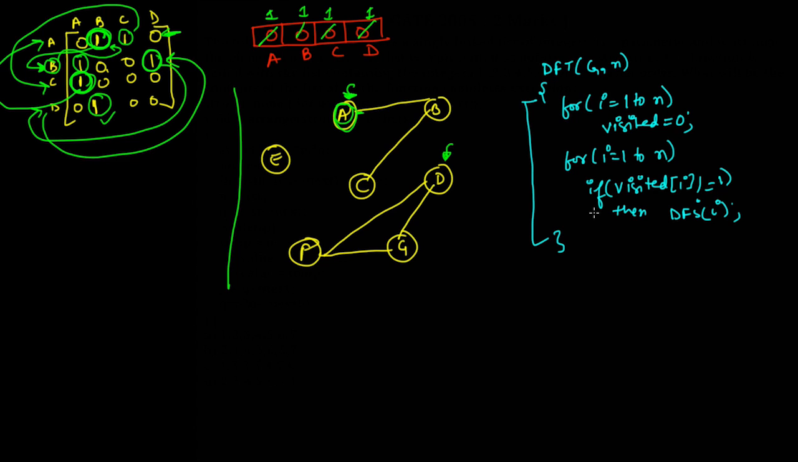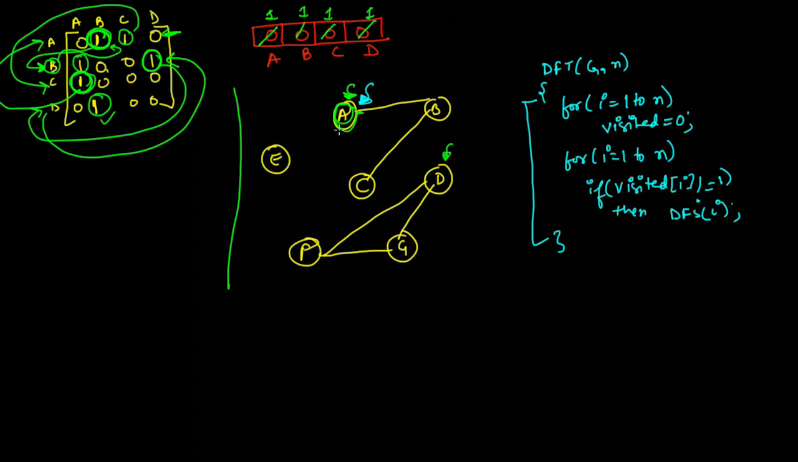Now try to apply this depth first traversal on this graph. So if we apply depth first traversal on this graph, assume that we are not having these labels A, B, C, D, we are having the node numbers 1, 2, 3, 4, 5, 6, 7 and so on. So initially we are going to make visited of all these nodes as 0. Then we will start from this node and apply depth first search on this node A.